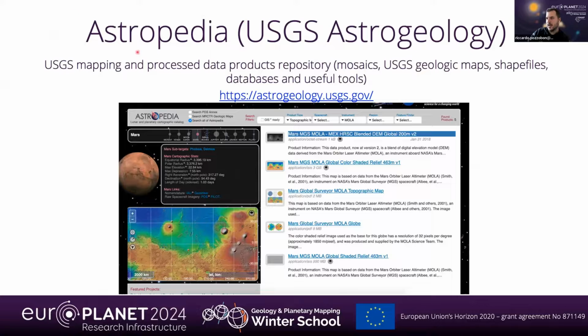USGS is also maintaining Astropedia, so it's a wider resource related to pre-processed maps, for example, global maps. You can also find here some historical geological maps, some vector files, some other things. I encourage you to have a look here, because you have lots and lots of planets that you can explore, and pre-prepared products, for example, base maps already processed and so on.